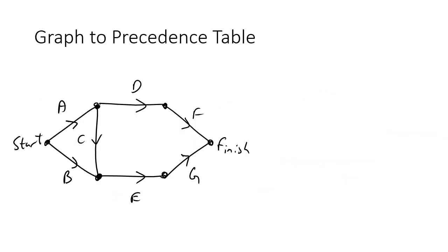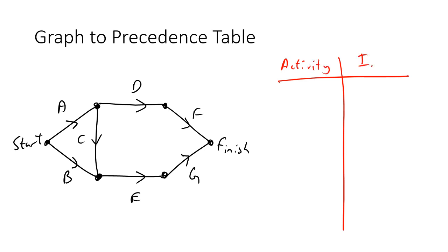All right, let's go backwards. Let's go graph to precedence table. So we've got activity. I'm going to write IP for immediate predecessor. If you look, we've got A, B, C, D, E, F, G. And I'm just going to grab my highlighter pen. Let's have a look at this.